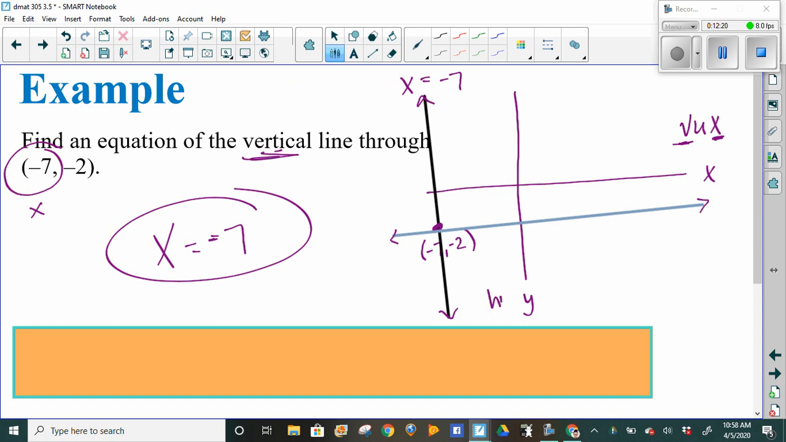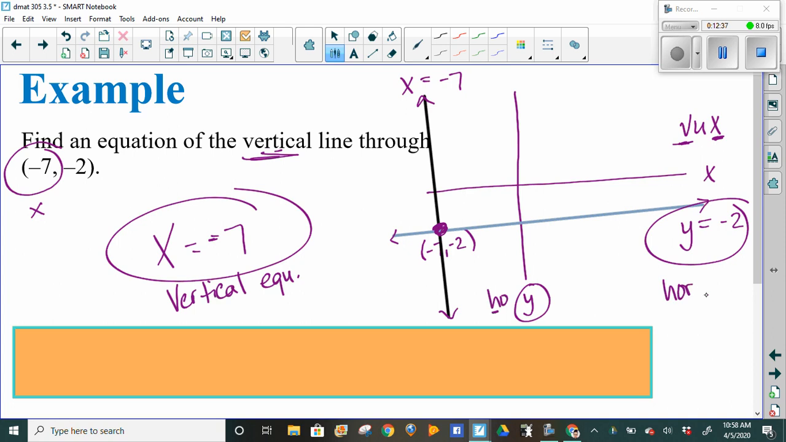so horizontal lines always have y equals. So we know this equation is y equals. Well, what does y equal? What is the y value of your point? -2. So vertical equation, horizontal equation.